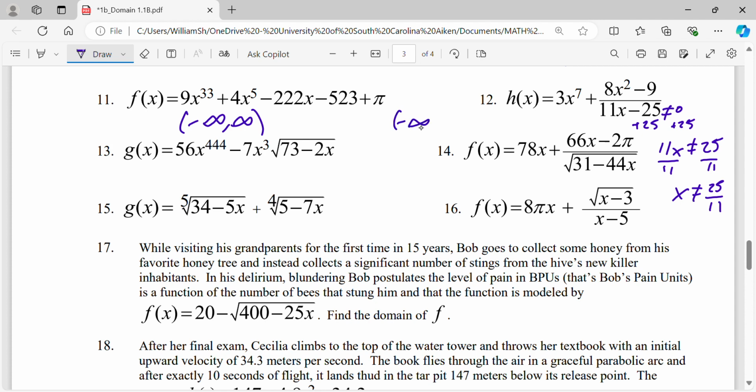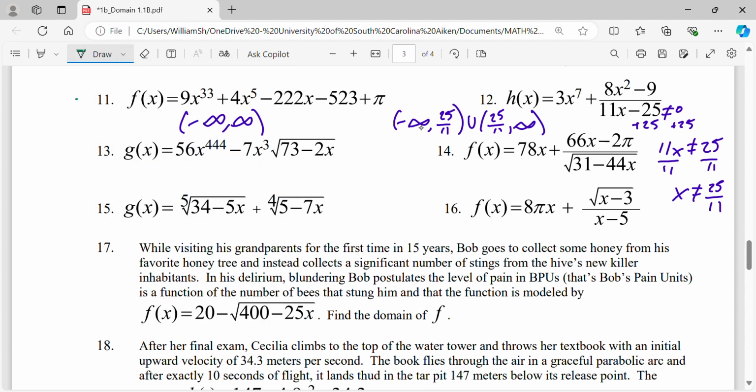which means that I'm going to start at negative infinity. I'm going to go to 25 over 11. I'm going to union that with 25 over 11 to infinity. Essentially just jumping that 25 over 11. Easy enough.